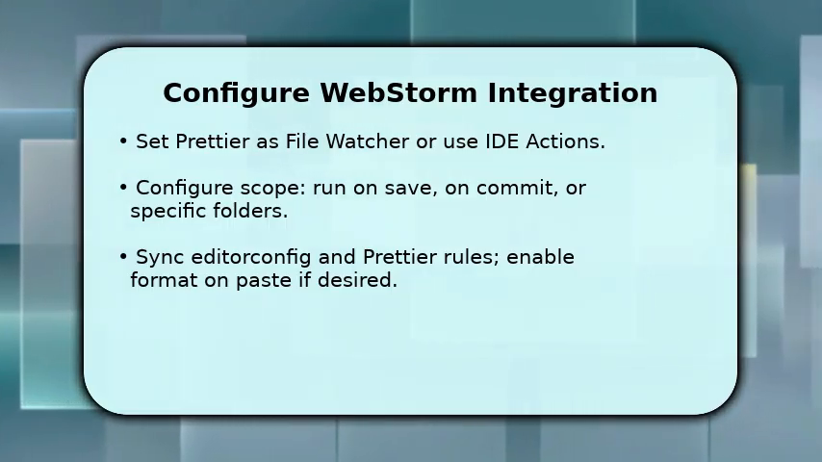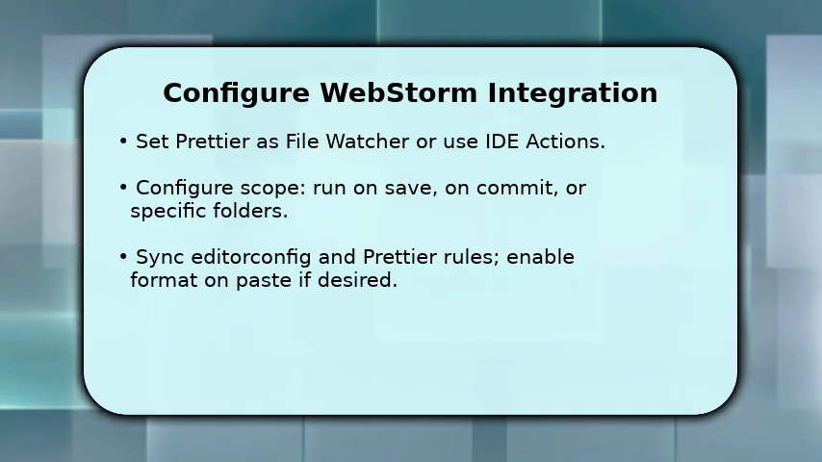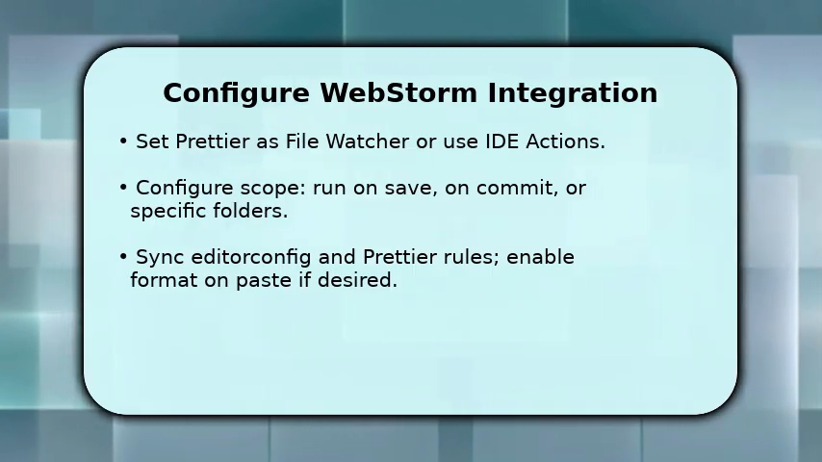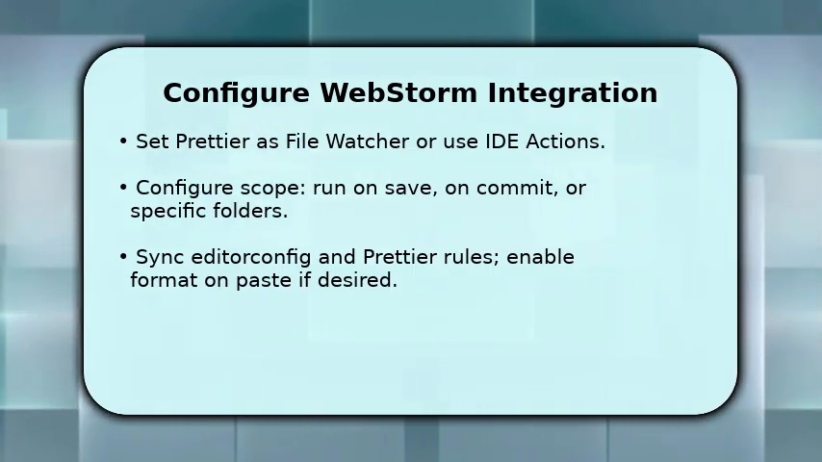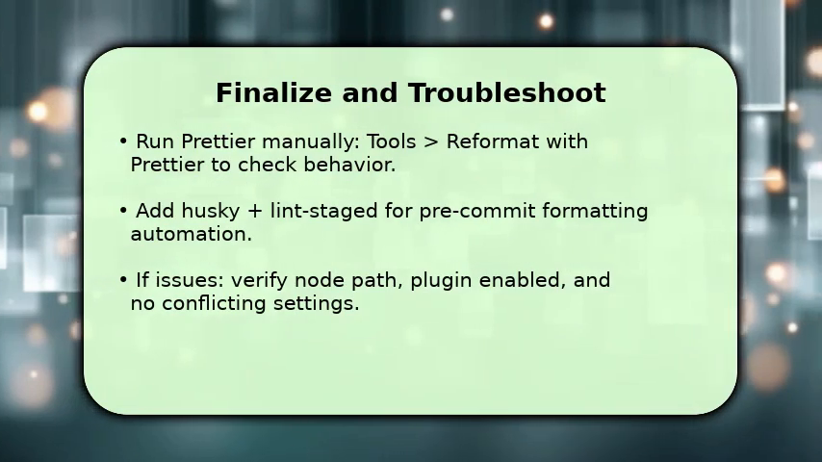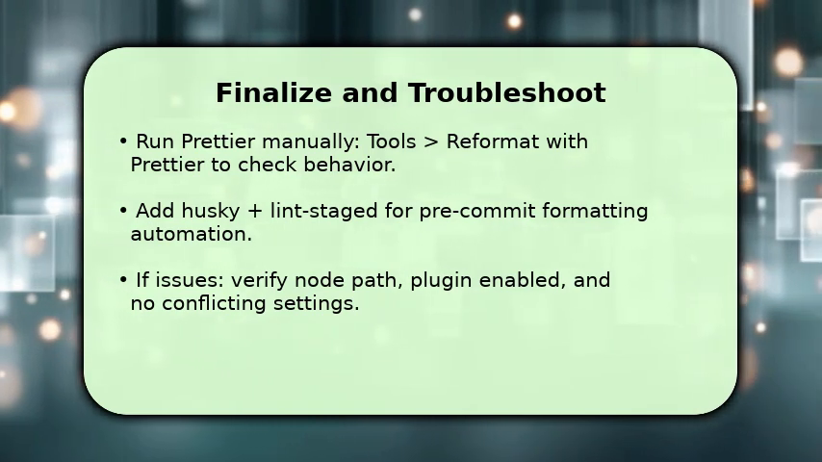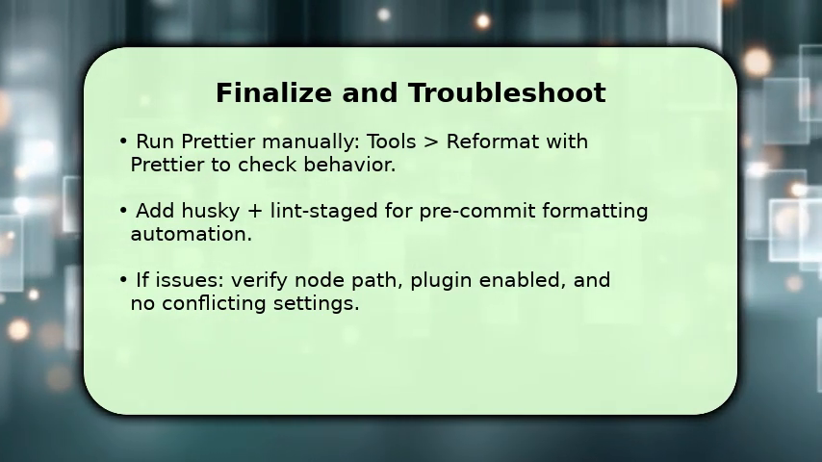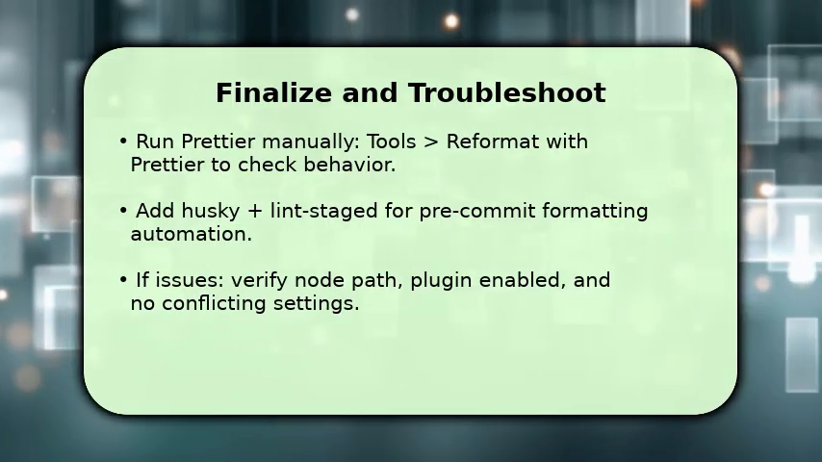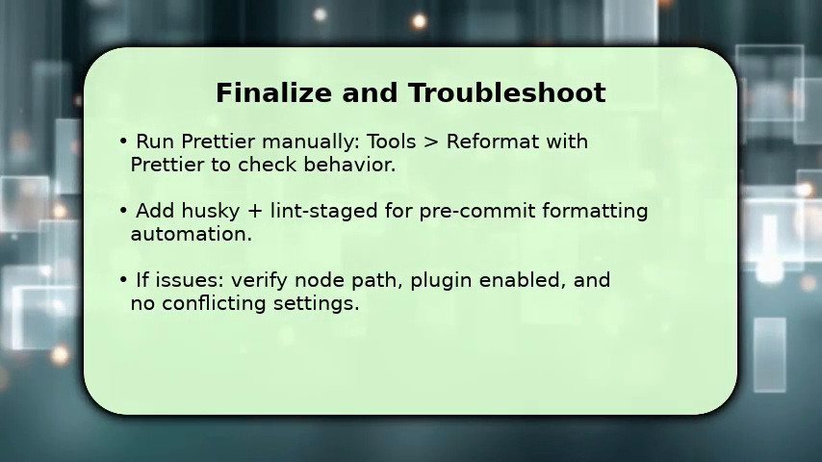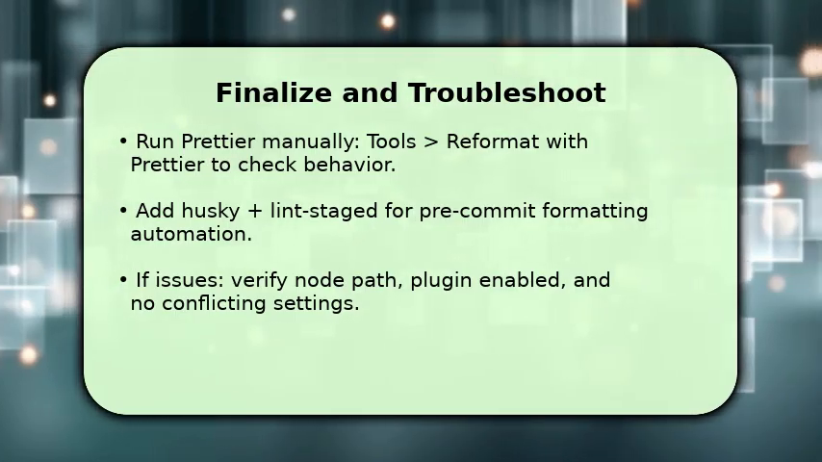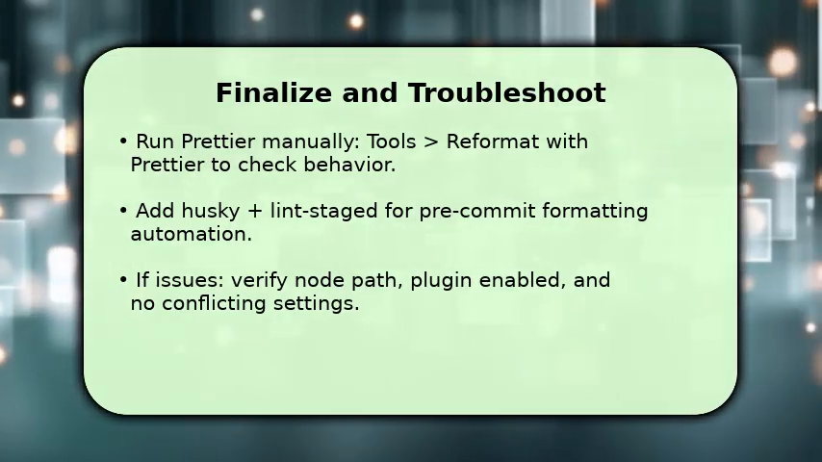Make sure EditorConfig and .prettierrc do not conflict, and enable Format on Paste if that improves your flow. Finish by validating. Run Tools, Reformat with Prettier on a few files to verify rules apply as expected. Then, add automation like Husky with lint-staged so Prettier runs on commit, ensuring consistency across the team.